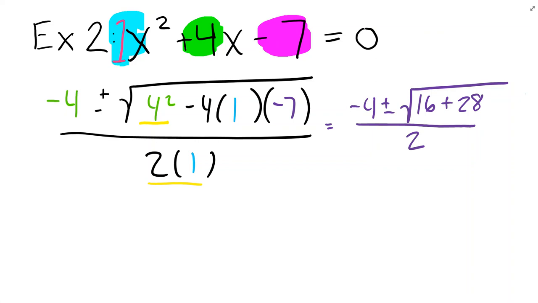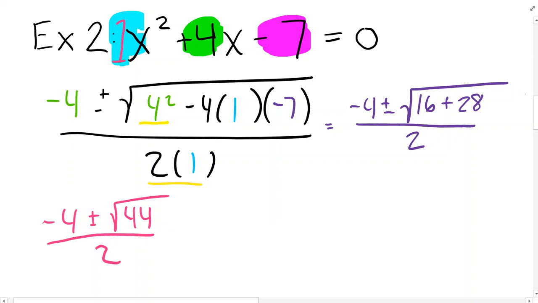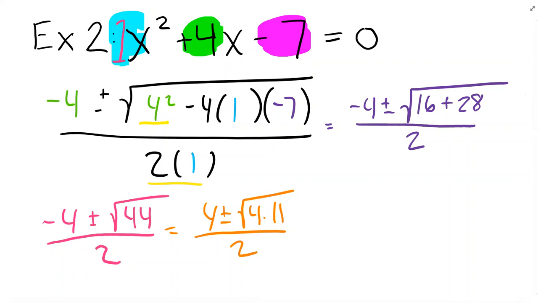So when I go to reduce this, this is going to be a little bit different because when I combine my 16 and my 28, I get 44. And unlike 57, 44 does have square factors that I can pull out of it. Specifically, 44 is 4 times 11, so 4 is my square inside. So this becomes 4 plus or minus the square root of 4 times 11, because that's the same thing as 44.